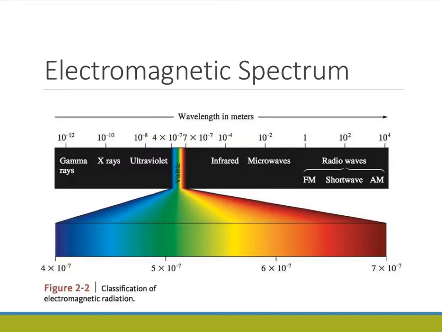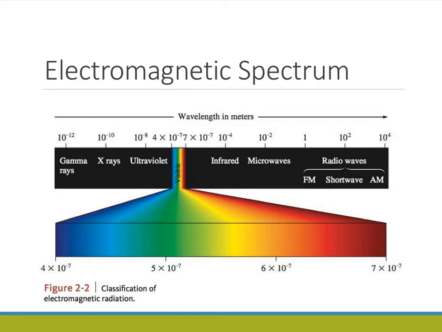Now, electromagnetic radiation carries through a lot of different wavelengths and frequencies through what we call the electromagnetic spectrum. And here we have the electromagnetic spectrum going from a wavelength of 10 to the minus 12 meters all the way up to 10 to the 4th meters. So down from very, very small wavelengths to very, very large wavelengths, over kilometer-sized wavelengths.